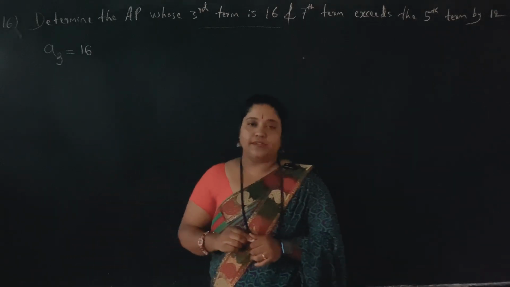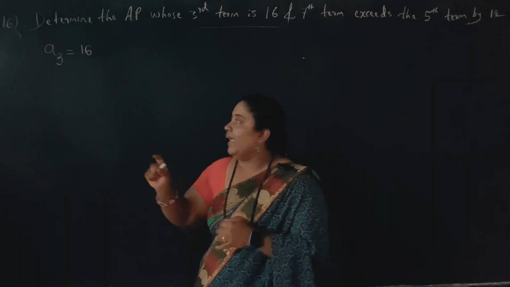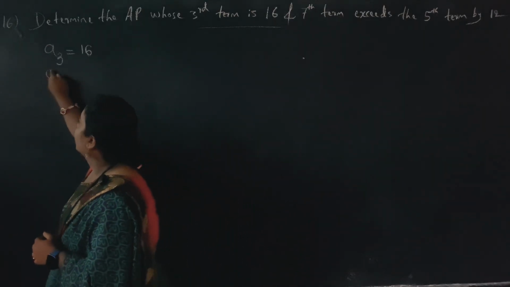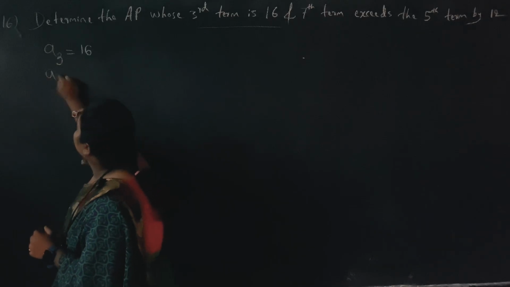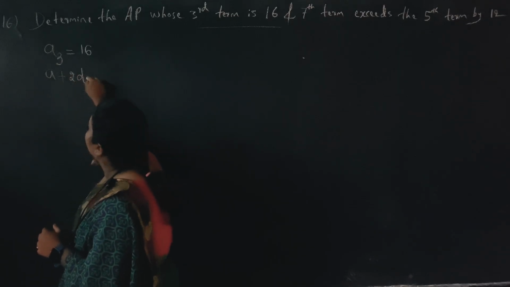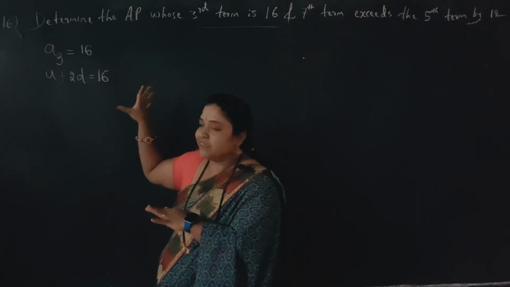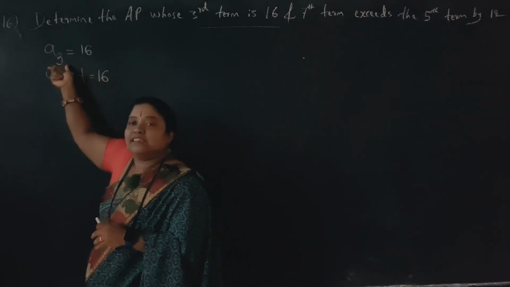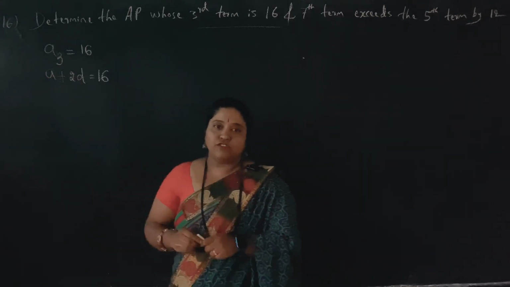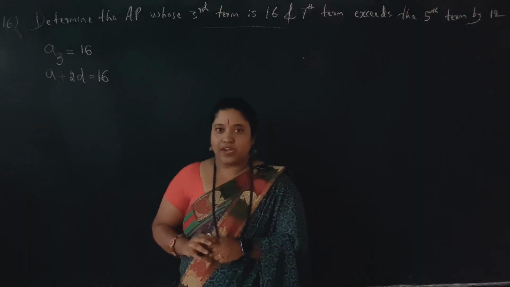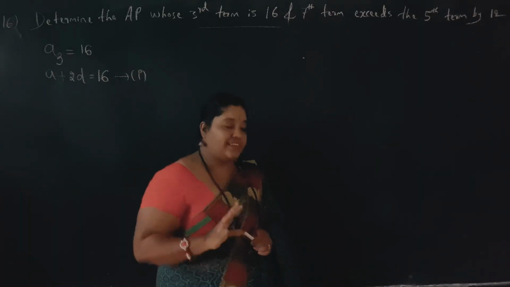The third term is provided, and you already know how we can write A3. A3 can be written as A plus 2D, and that is equal to 16. A3 provided is 16, but in arithmetic progression format using the general formula, it is A plus 2D equal to 16. Now I got my first equation. Now I should find the second equation.